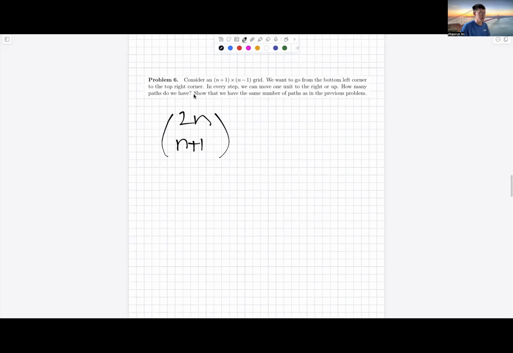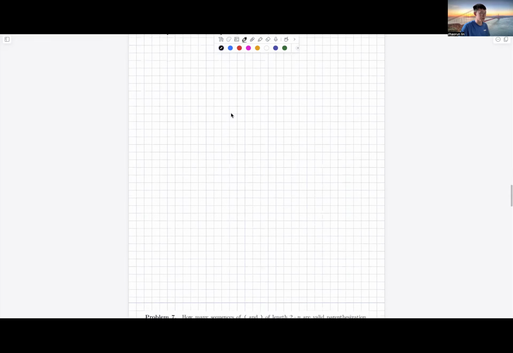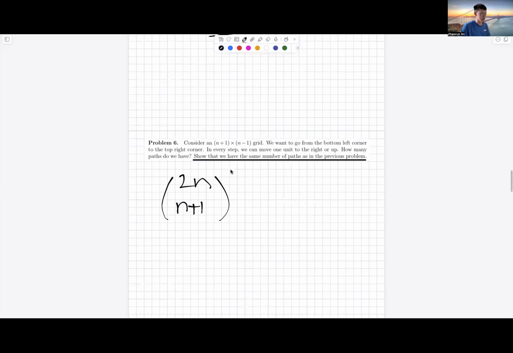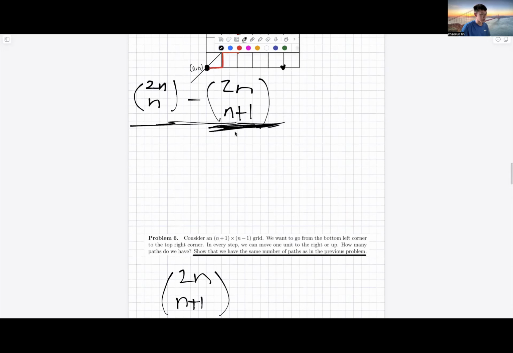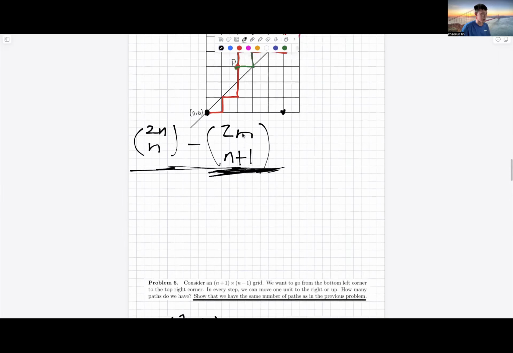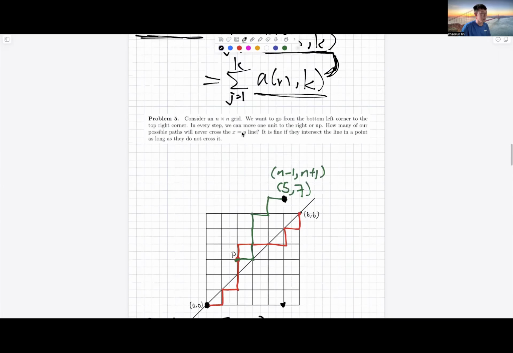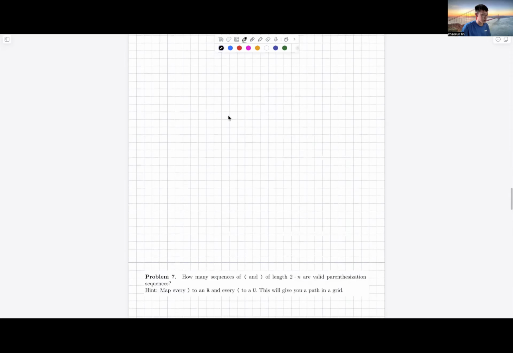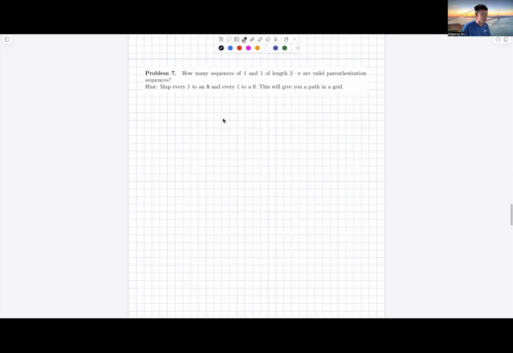Okay, and for this part, I think there's a mistake. I think there's a mistake where we don't have the same number of paths in problem 5 and problem 6. So yeah, let me move to question 7, problem 7.